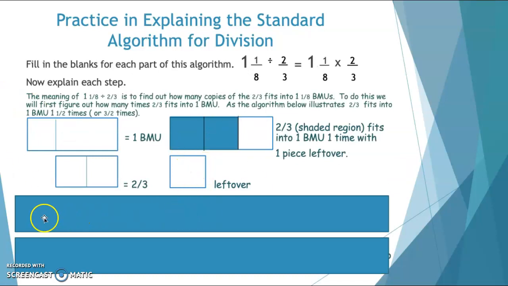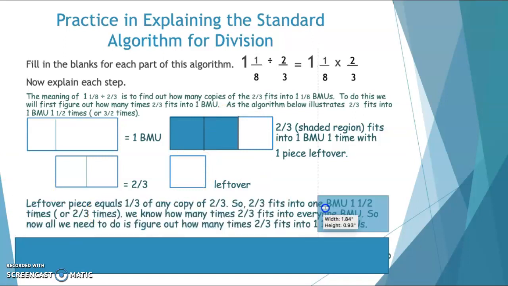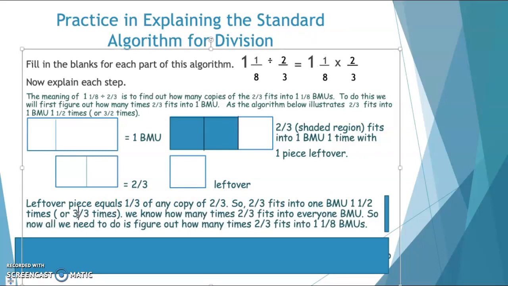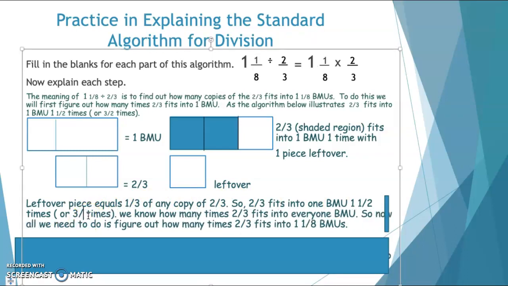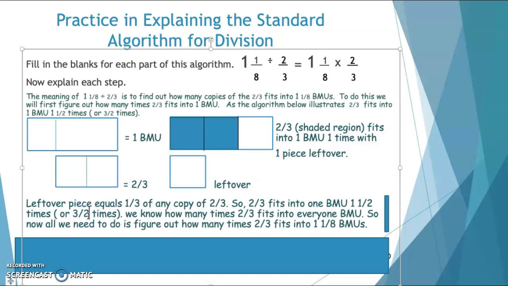Above is what we just went over. And let's take a look here. So the leftover pieces equal 1/3 of any copy of 2/3. So if 2/3 fits into 1 BMU 1.5 times, or that should say 3/2. Right? Good to check your slides, everybody. Here's another one. No, I didn't do this on purpose. So always check, make sure that the equations are right. We're all human. Check your spelling and punctuation as well.